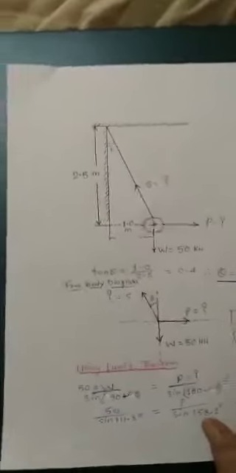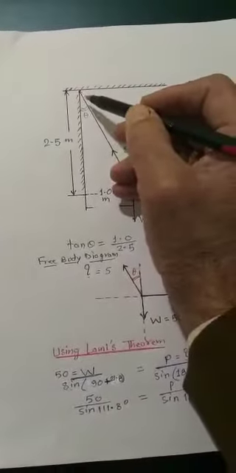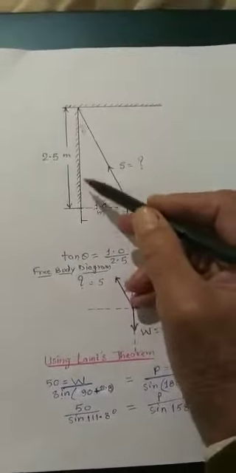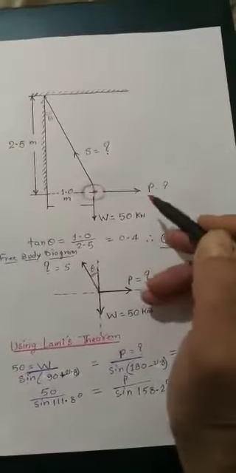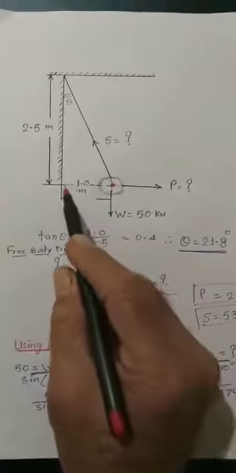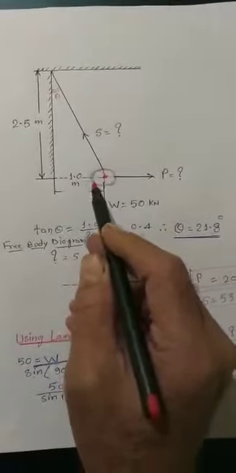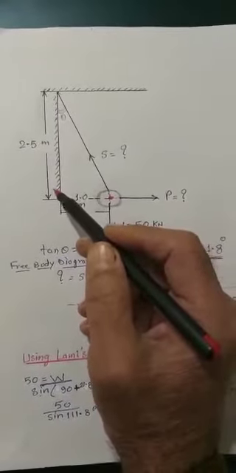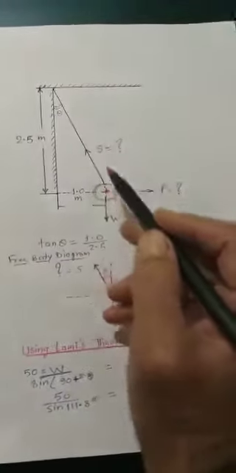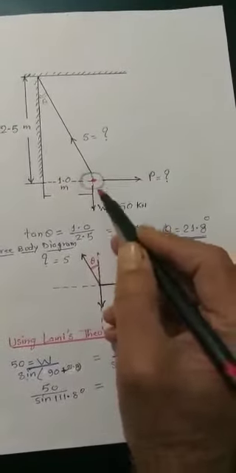Now we'll consider another problem. A sphere has been hung over here and it was just resting on the wall. But I have pulled it outside by applying some force P, pulled to a distance of 1 meter from here. The vertical length of this is given as 2.5 meters. The weight of this is given.